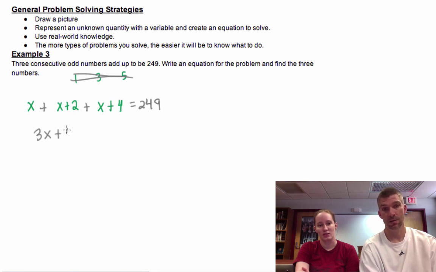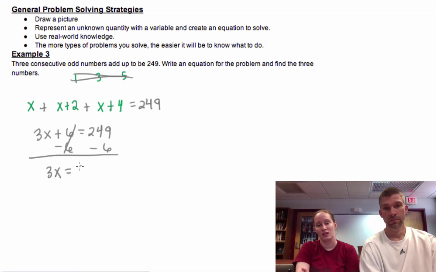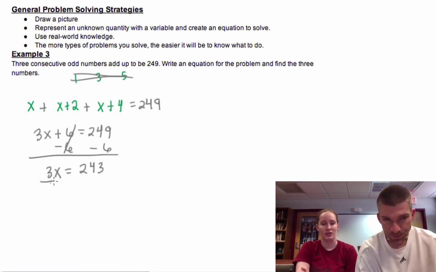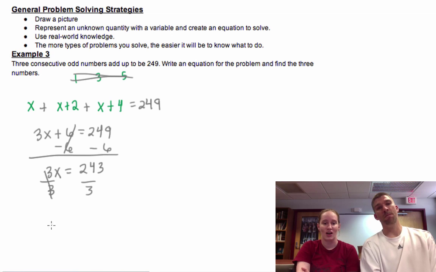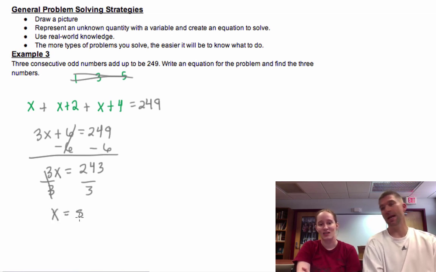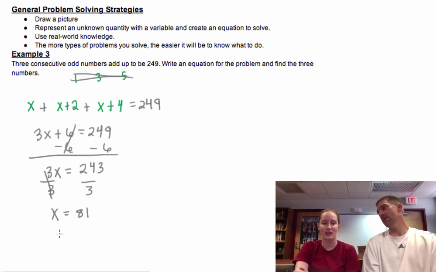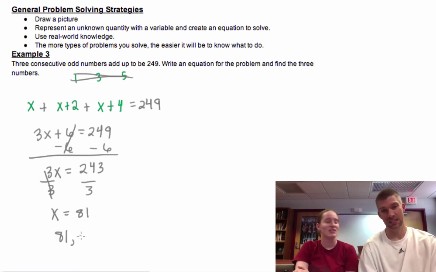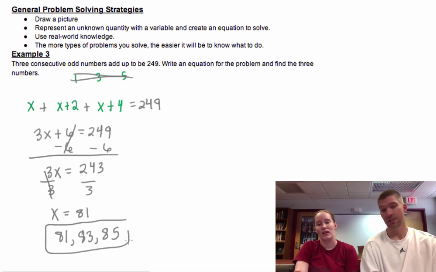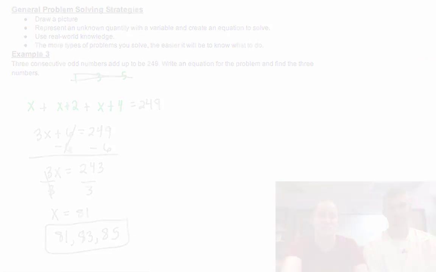and a 6. Plus 6 equals 249. Simple two-step equation, subtract 6 over, and then divide by 3. You're not reaching for the calculator, so I guess you... 81, baby. That's the first one, and it's odd. So that's good. So our first one is 81. It asks that for us. I got it without the calculator? Yes. What's next after 81? Plus 2 is 83. And then? Plus 2 is 85. So there you go. 3 consecutive odd numbers.